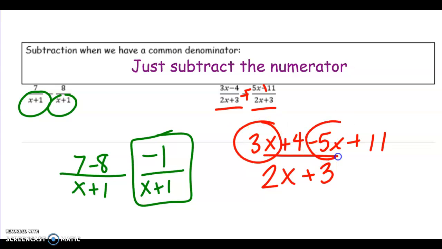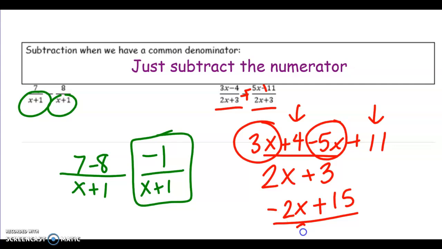So if that's the case, I need to combine my like terms. I've got 3x and a negative 5x. That gives me a negative 2x. I've got a positive 4 and a positive 11, so that gives me plus 15 over 2x plus 3. There's nothing I can factor out of the numerator, nothing I can factor out of the denominator, and nothing I can cancel out of everything. So that's my final answer. Pretty simple.